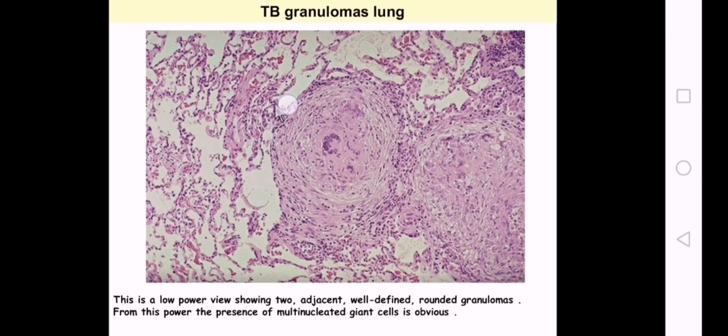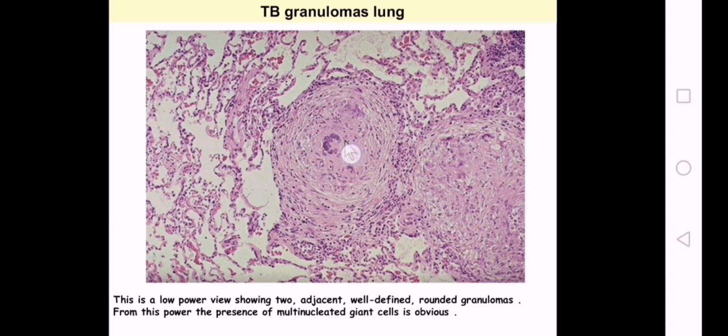This is a TB granuloma in the lung. This is the lung tissue, alveolar wall with air spaces. These are two well-defined epithelioid granulomas. Here you see aggregates of epithelioid cells. Some of these epithelioid cells fused together to form Langerhans giant cells.